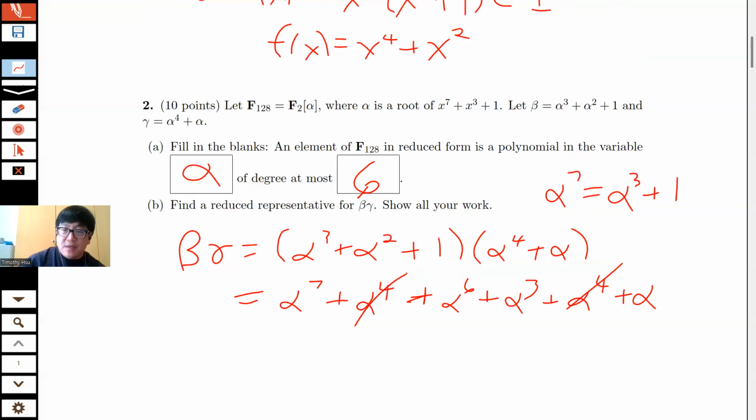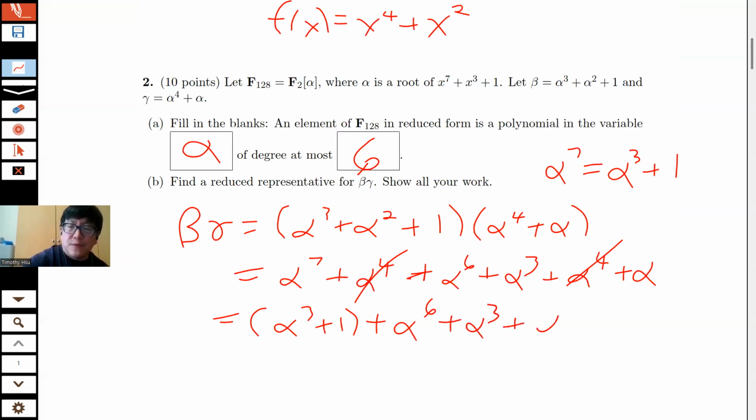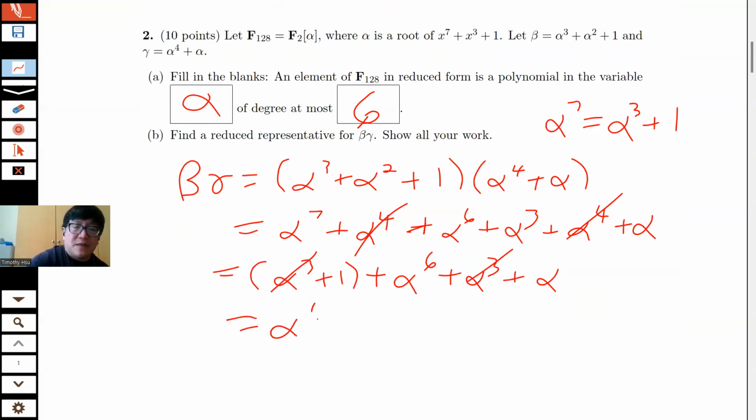Let's see, 7, 7, 4, 6, 7, 4, 6, 3, 4, 1. Okay, so that's good so far. But now, that's correct, but it's not reduced yet because I have to replace alpha to the 7th with alpha cubed plus 1 in order to get a truly reduced representative. And then we have yet more cancellation. And so the final answer is going to be alpha to the 6th plus alpha plus 1. Okay, so is number 2 okay?